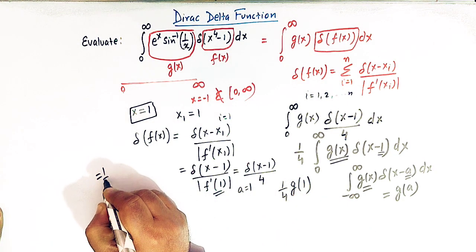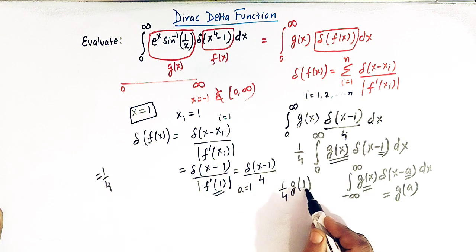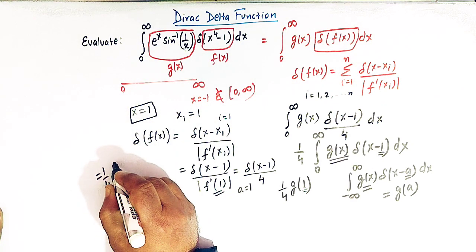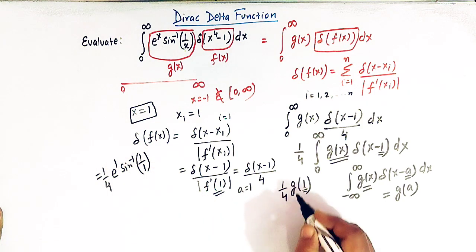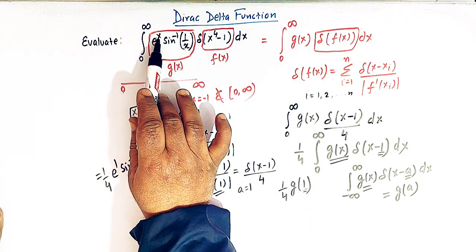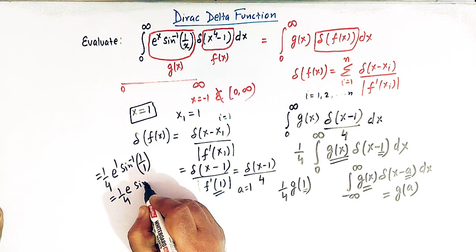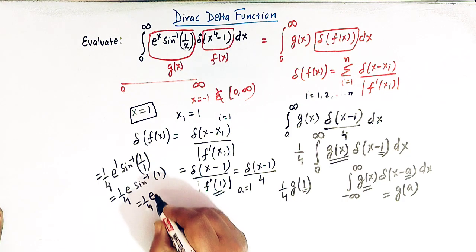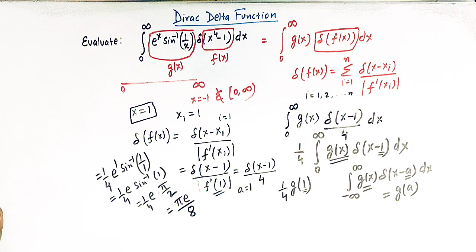So now we can write 1 over 4, and g of x is this function. So we'll substitute x is equal to 1, here x, and here we have x, right? So we have e raised to 1 and sine inverse 1 over 1, right? So g of 1 can be calculated by taking x is equal to 1 in this function. So we have 1 over 4 e and sine inverse of 1, right? So we have 1 over 4 e, and sine inverse of 1 is pi over 2. So this is pi e over 8, right? 4 times 2 is 8.